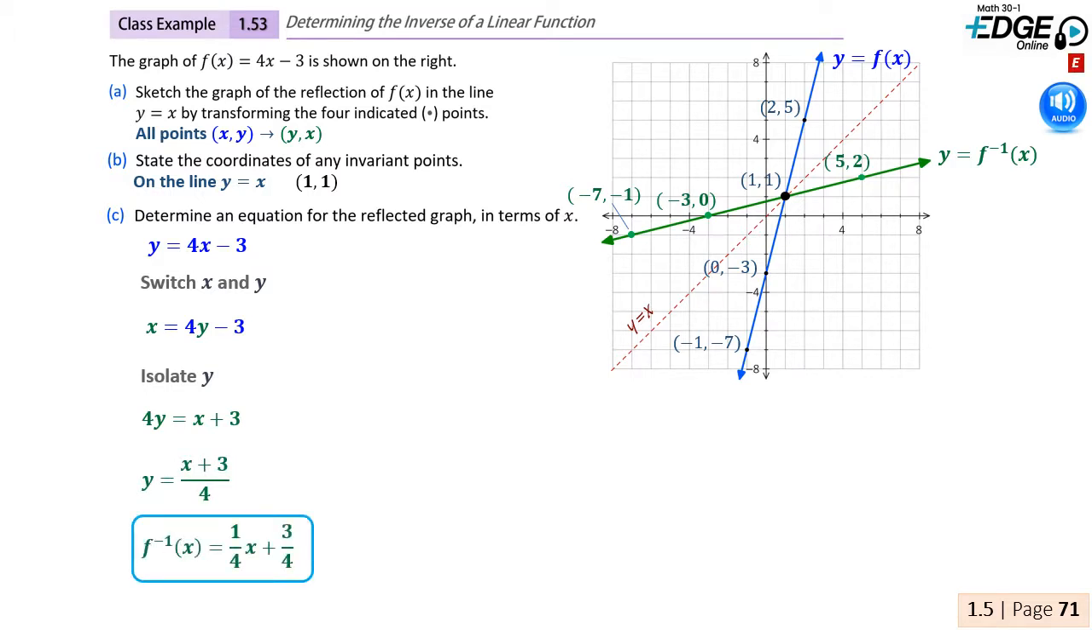After switching x and y, we isolated y. Because we got to y equals x plus 3 over 4, but wanted it to be in mx plus b form, we split this into two separate fractions, x over 4 plus 3 over 4. And x over 4 is the same as saying 1/4 x. So we see that the green line can be described by 1/4 x plus 3/4.